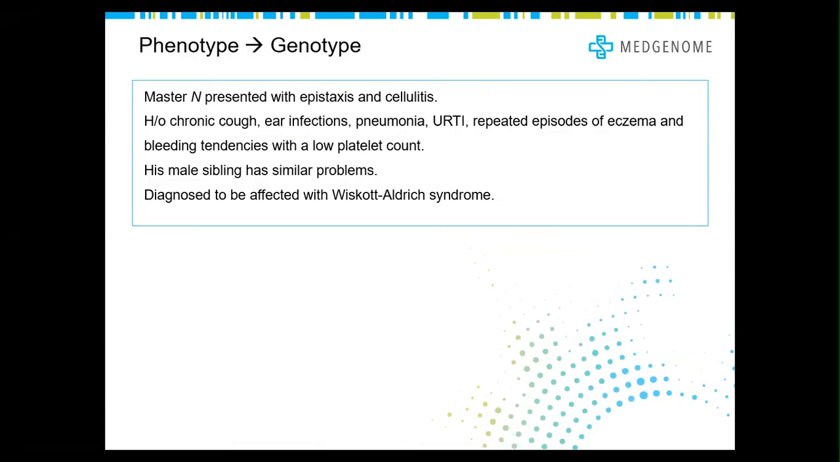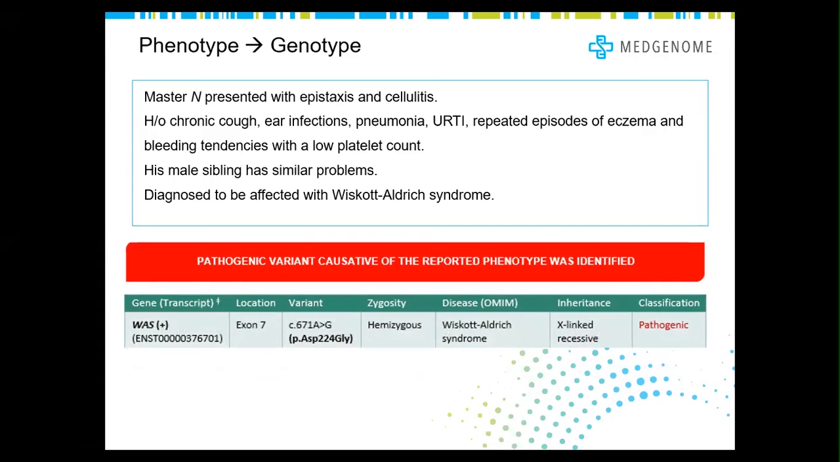Coming on to a few cases which will help us know how it has helped in primary immunodeficiency disorders. This was a child who presented with chronic cough, ear infections, pneumonia, URTI, episodes of eczema, and bleeding tendency with thrombocytopenia. His male sibling also has similar problems. The differential diagnosis according to the clinician was Wiskott-Aldrich syndrome. And with such a clear diagnosis with a family history, the diagnosis, if confirmed by genetics, is definitely good for everybody.